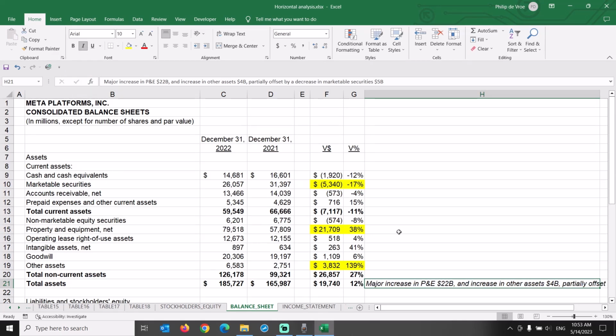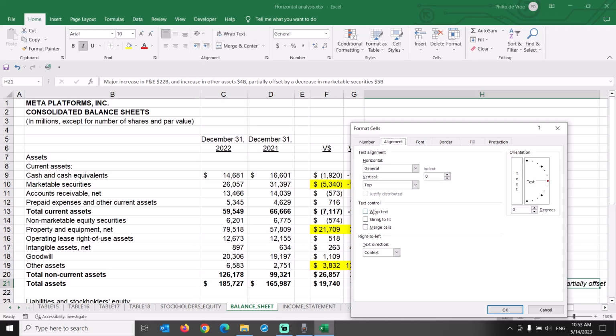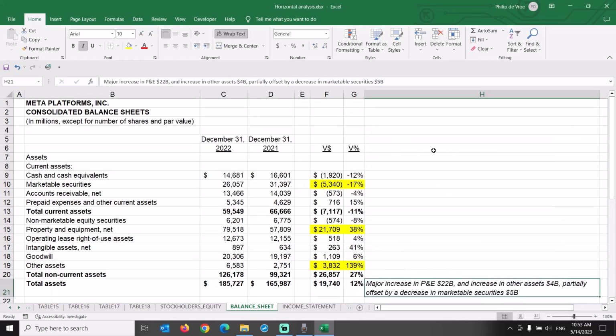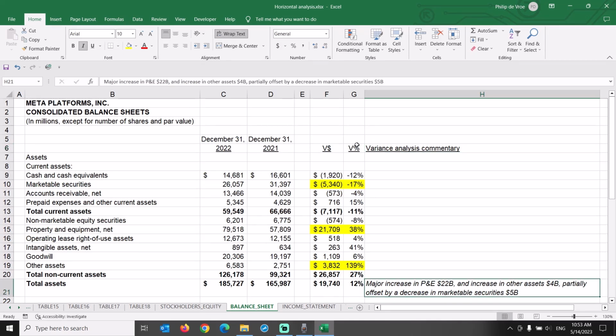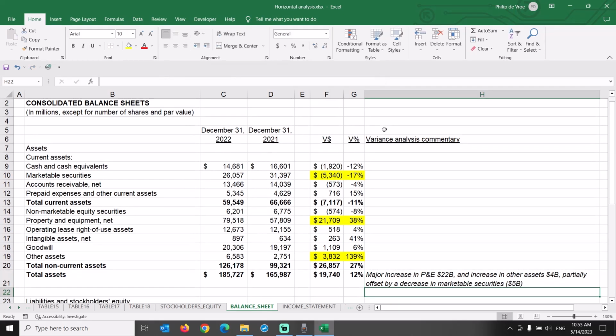We can put variance analysis commentary in cell H6 as the header for the column. In order to provide a narrative for each of the lines, a deeper dive into the variance drivers for each line is needed in the notes to the financial statements or the MD&A, Management Discussion and Analysis.